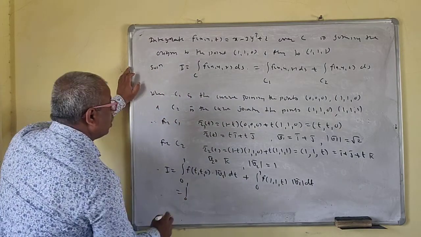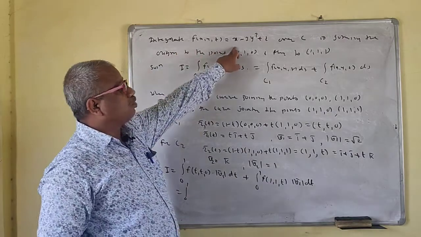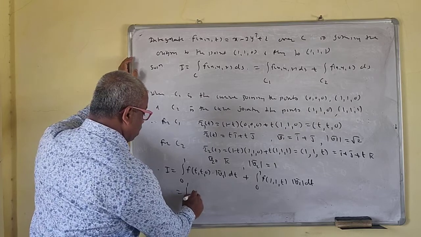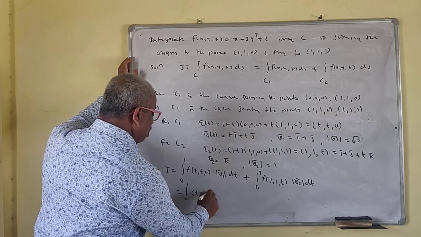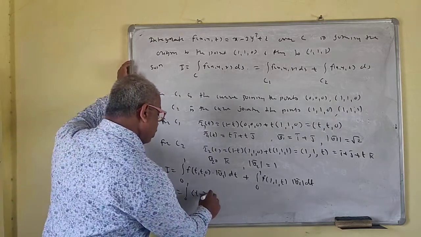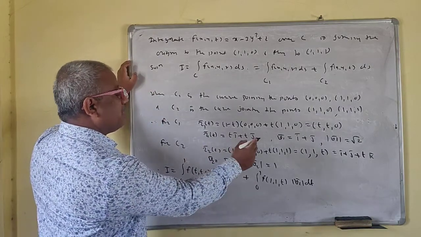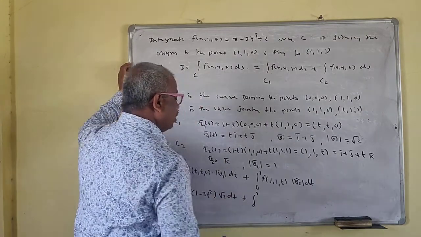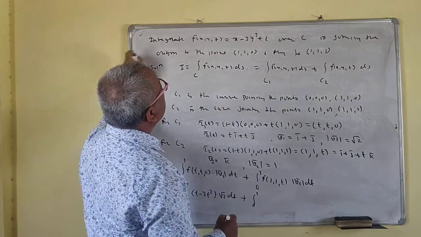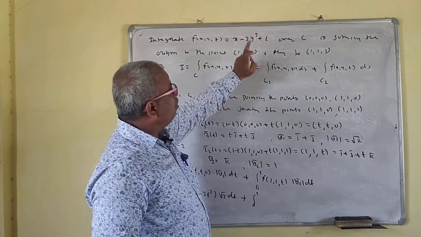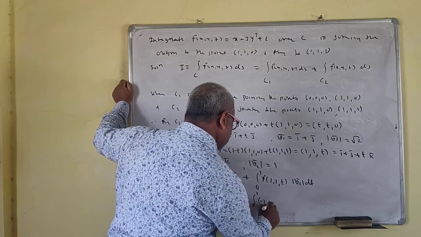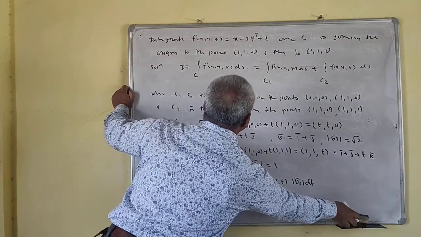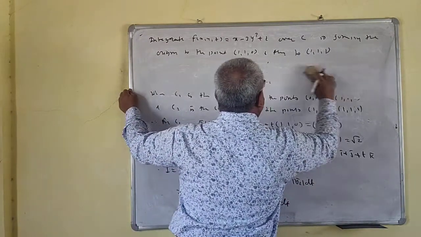Okay, we will put the values in now. This is 0 to 1, f of t, t, 0, which is t square, t minus 3t square, and z is 0, into mod of v1 bar, which is root 2, dt, plus 0 to 1, f of 1, 1, t, which is minus 2 plus t, times mod of v2 bar, which is 1, dt. Now you have to find the value of this.